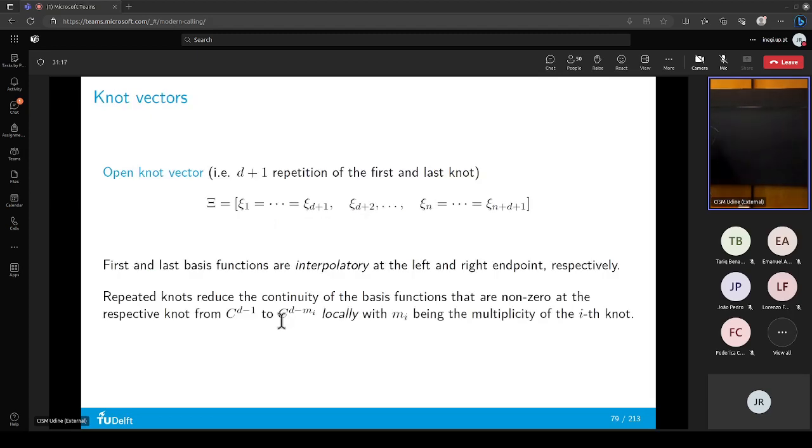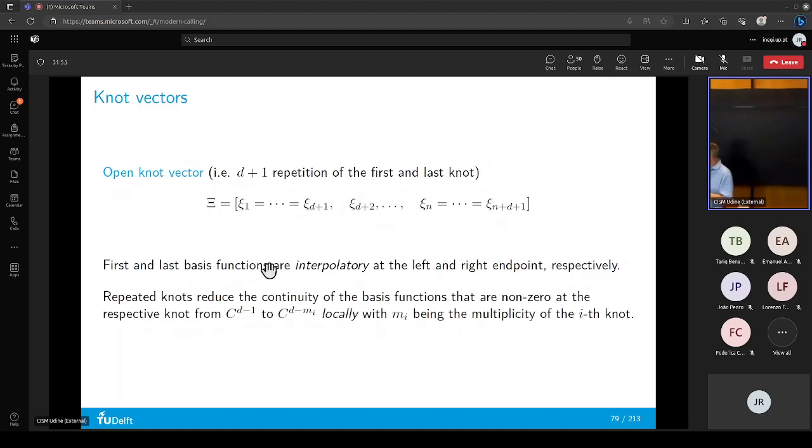Okay, we come exactly to the point raised. Normally, we have a so-called open knot vector, which means the first d plus 1 knots are repeated and the last d plus 1 knots are repeated. Why? Because this makes sure that the spline is interpolatory at the two endpoints. Interpolatory means the control point lies exactly on the curve, which was the case in the splines that we have in nature, but not in the mathematical splines. Therefore, we have to repeat this.